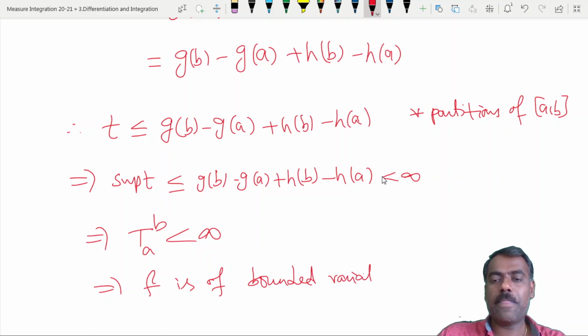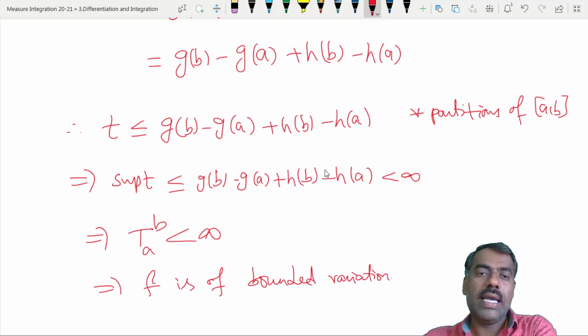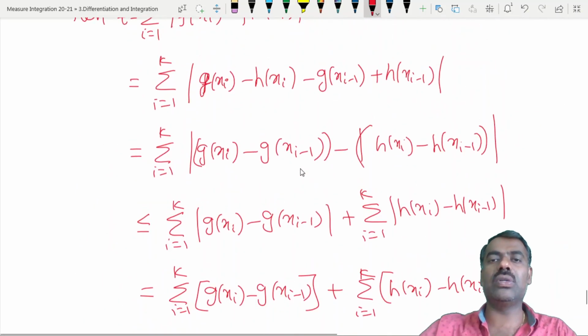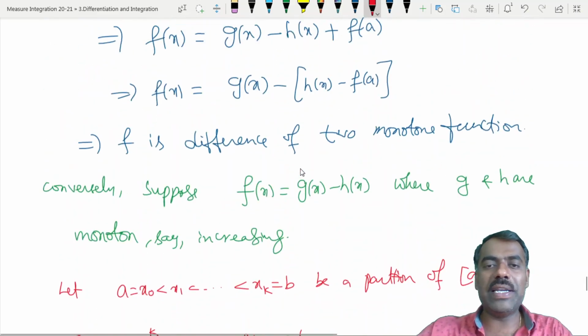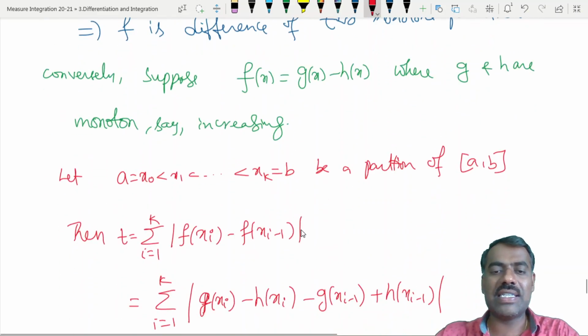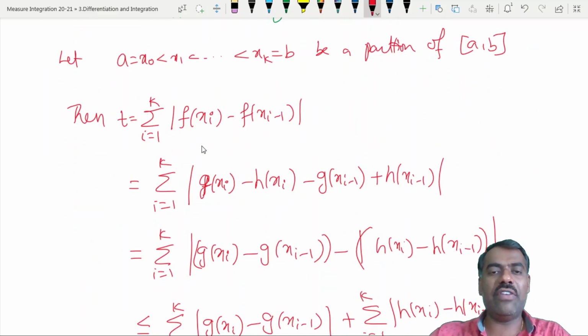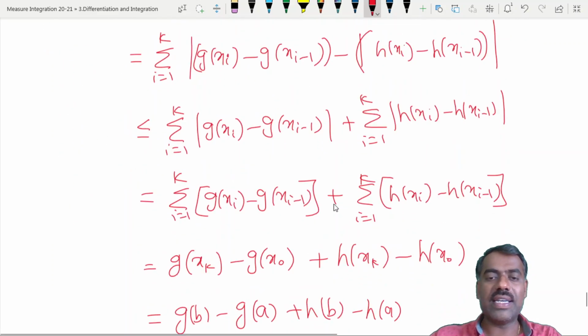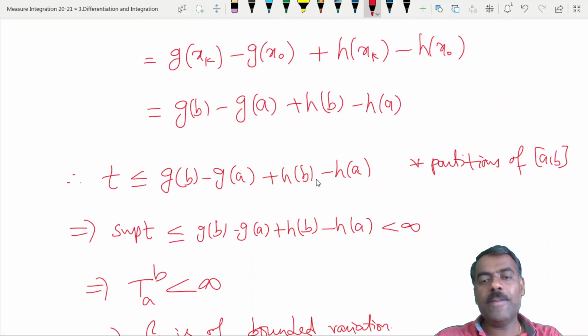Any problem? This is a very simple basic calculation. There is nothing to think so much. We simply take the value of f, which is g minus h, and find this value by putting wherever f is there g minus h and using the fact that they are increasing. Yes or no? Any problem?